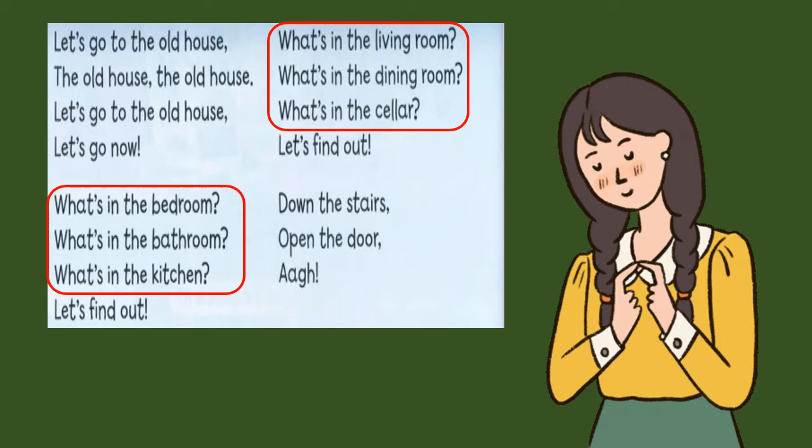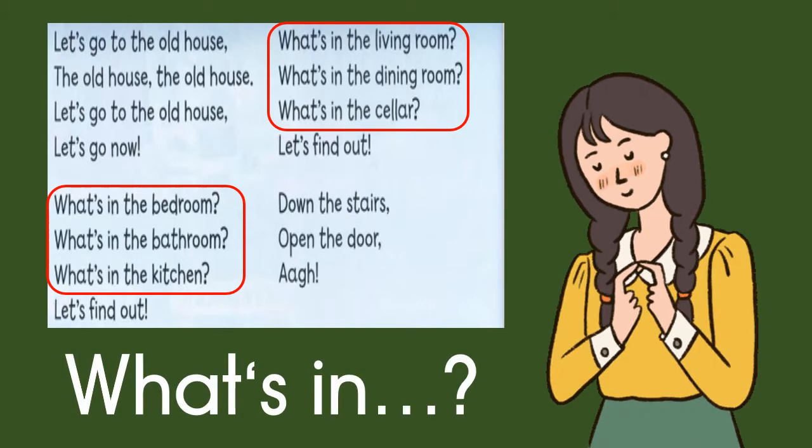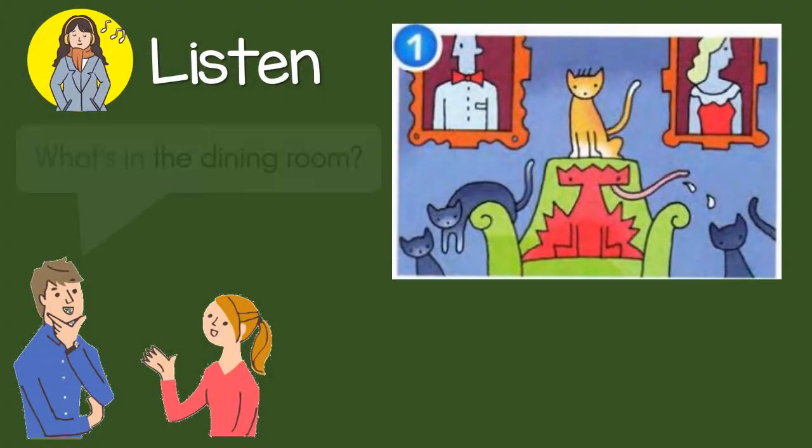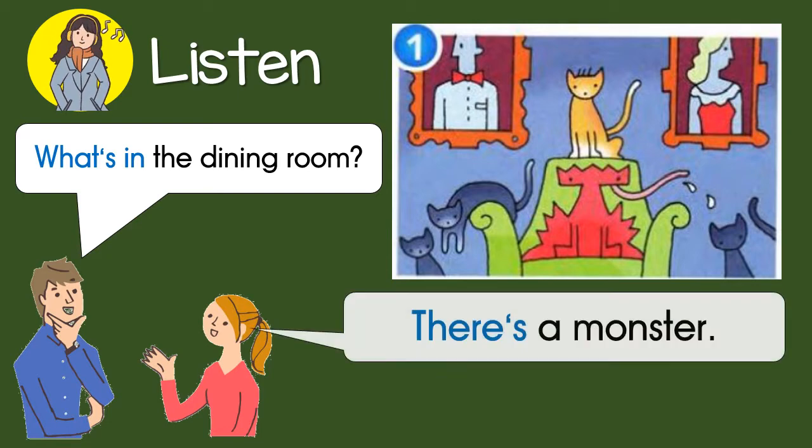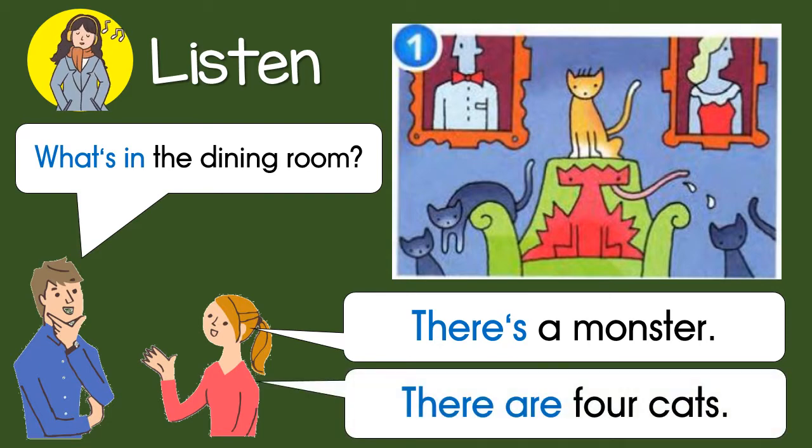This is the song from the previous lesson. Focus on this question. What's in? Apa di dalam? What's in the dining room? Apa di dalam ruang makan? There's a monster. Ada seekor raksasa. There are 4 cats. Ada 4 ekor kucing.